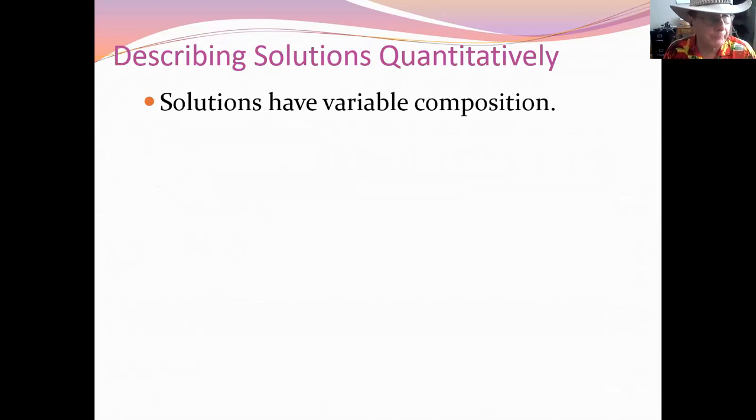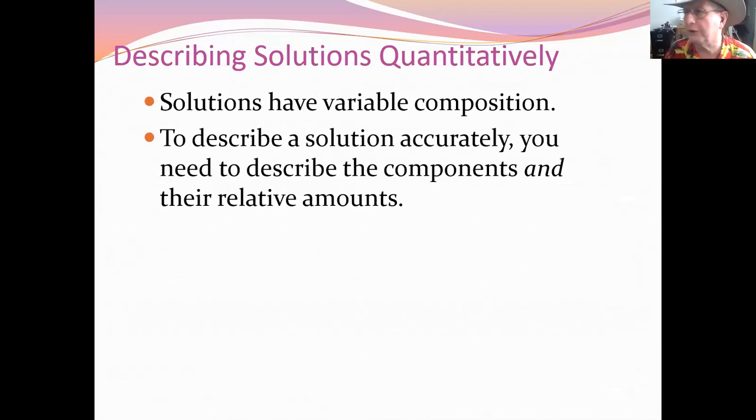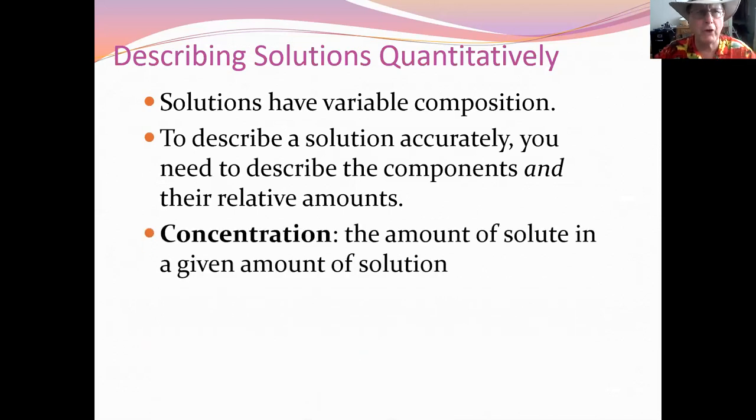Okay, so far what we've been doing is describing the solutions qualitatively, in the fact that we're talking about what things make up the solution. But we also have to think about them quantitatively, because not only can they vary in what substances make up the solution, but the concentrations can vary from one another. So solutions can have varying compositions. To describe one accurately, you need to know what's in it and how much of it is in it. So when we're talking concentrations, we're talking specifically about the amount of the solute in a given amount of solution.